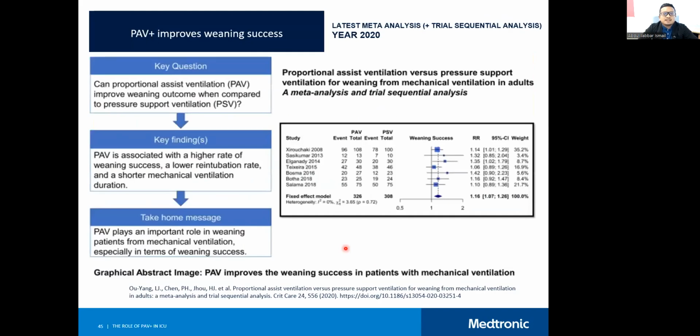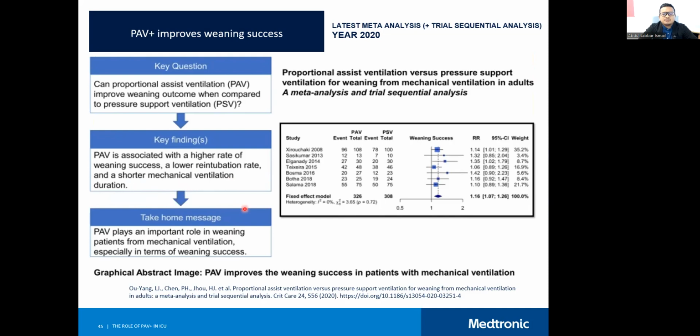So, conclusion. One of the best pieces of evidence so far is the latest meta-analysis plus trial sequential analysis, published in 2020. It has shown that PAV improved weaning success in patients on mechanical ventilation. As you can see, the I-square heterogeneity is 0%, which means almost all studies concur and say the same thing. The weaning success is better in PAV compared to PSV. PAV is associated with a higher rate of weaning success, a lower reintubation rate, and shorter mechanical ventilation duration.